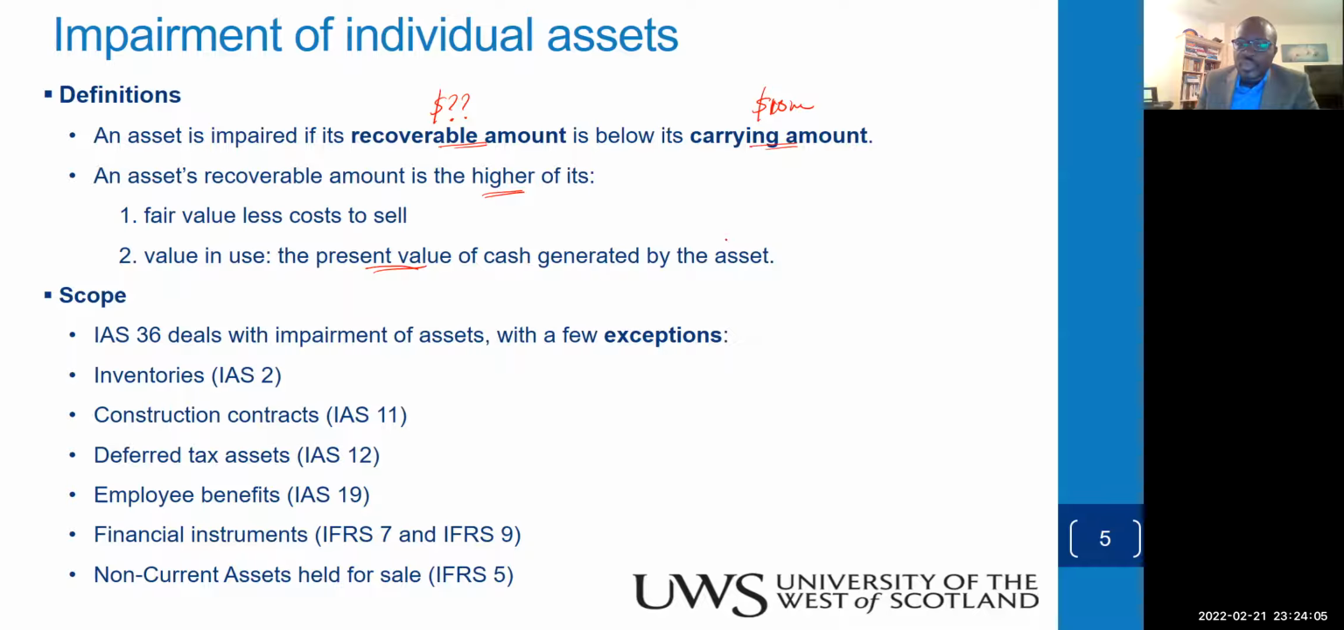And here the key item is the present value. So we'll be using the present value formula, where we deal with what? You should remember this. Present value is the future value times the discount factor. That's all.